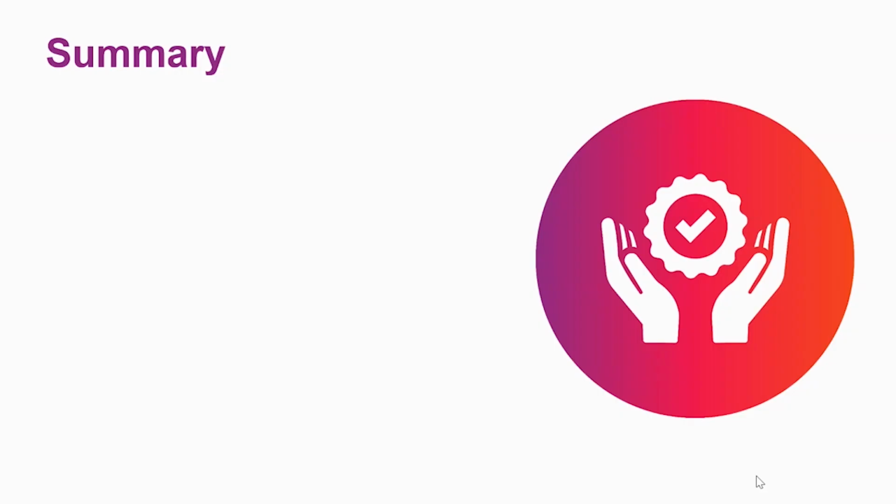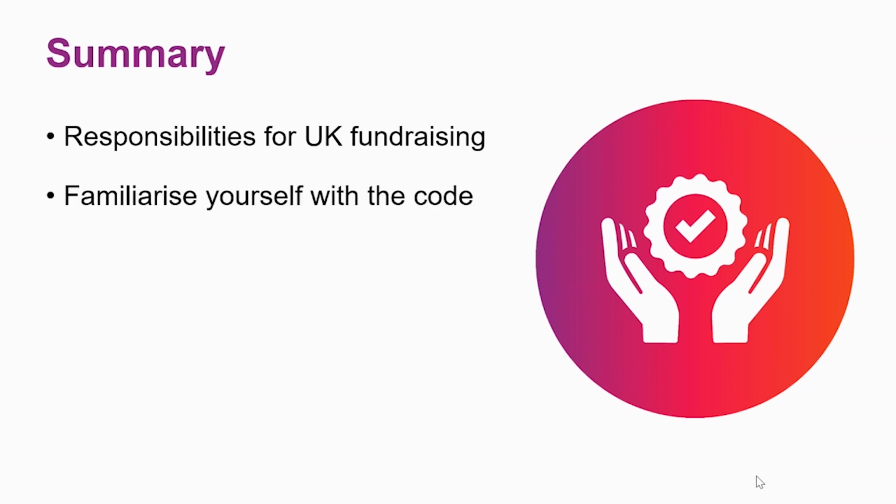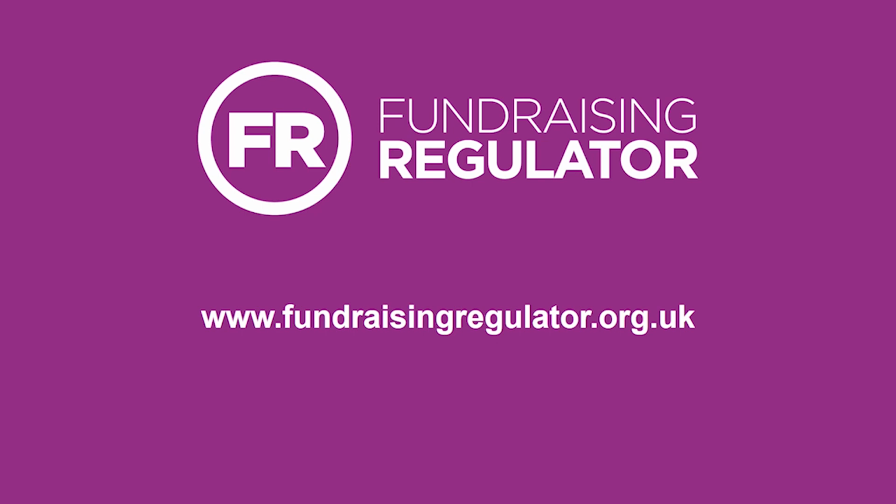So, to sum up, the code sets out the responsibilities that apply to fundraising carried out by charitable institutions and third-party fundraisers in the UK. If you are an employee, trustee, or volunteer for a fundraising organisation in the UK, you should familiarise yourself with the code. You can do this online or by downloading the PDF. Just remember, if you print a copy of the PDF, to check the version you have to hand is the most up-to-date.